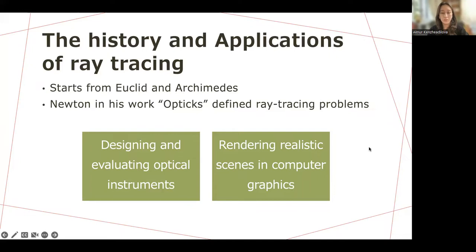The theory of geometrical optics is a classical field. In this theory, the propagation of light is assumed to be rectilinear in a homogeneous medium, and the ray tracing technique uses this assumption. Ray tracing is a valuable tool for designing and evaluating optical instruments and for rendering realistic scenes.